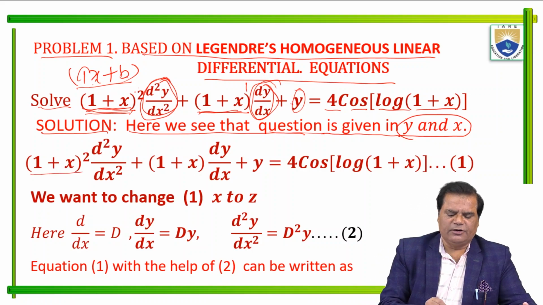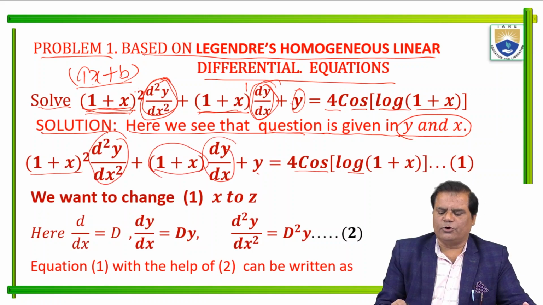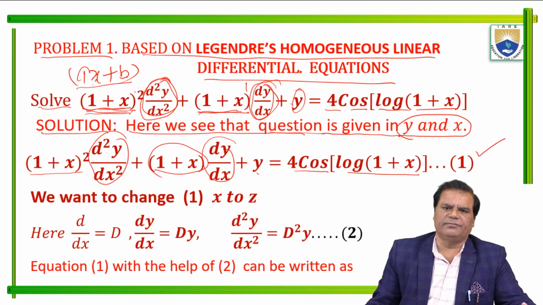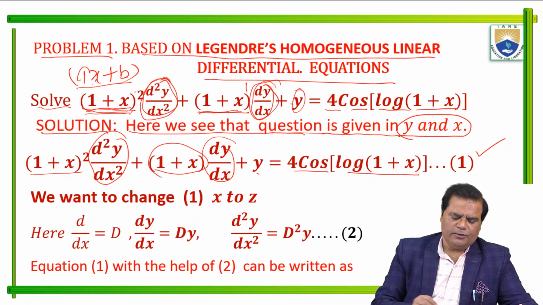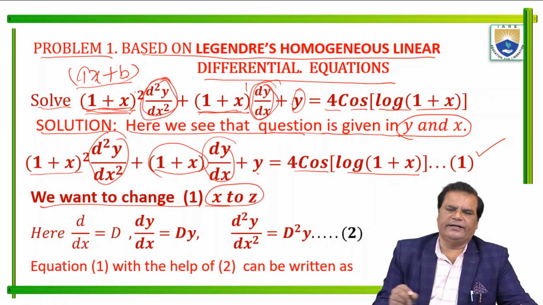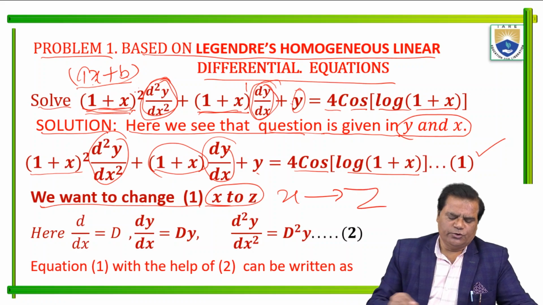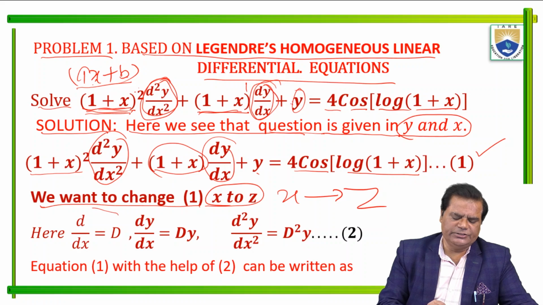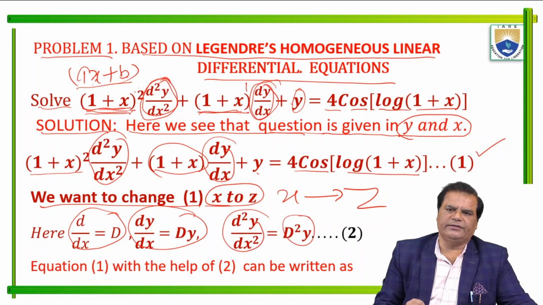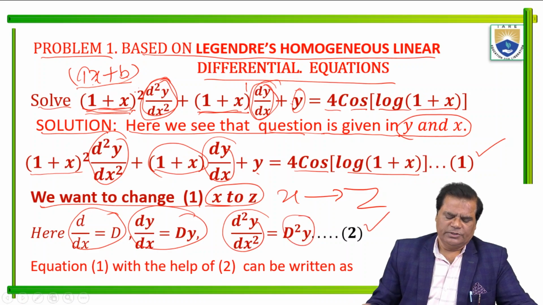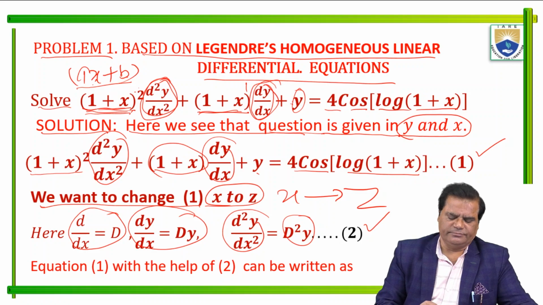So here (1 plus x) whole square d2y by dx2 plus (1 plus x) dy by dx plus y equal to 4 cos log (1 plus x). This is equation 1. This is the question given in our question paper. Okay. So we want to change x to z, x to convert into z. So here with the help of this process, here D is d over dx, dy by dx is Dy, d2y by dx2 is D square y. So this is equation 2. This is all derivative with respect to x here.